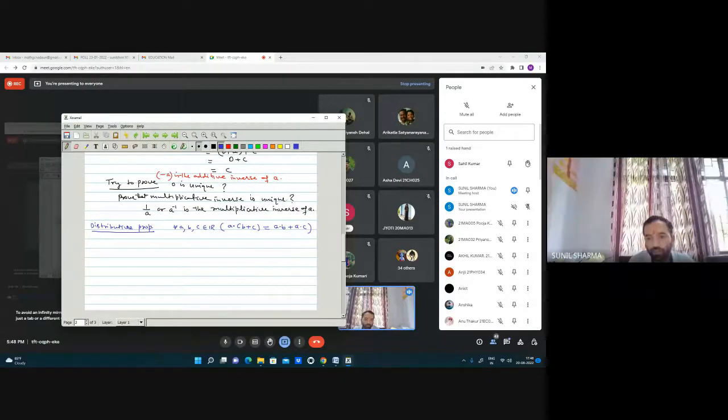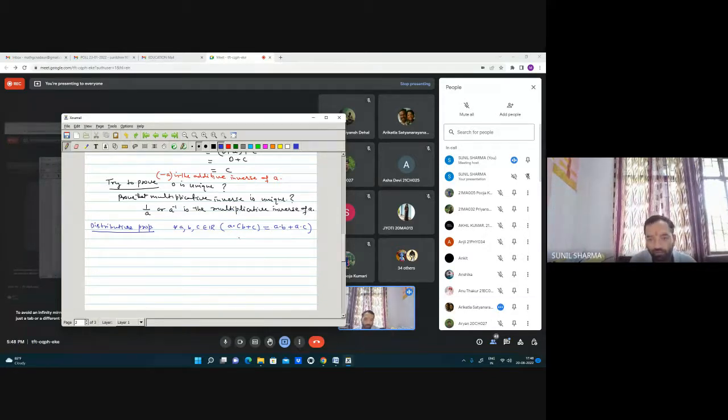So we have A dot B. We already proved that A dot B equal to B dot A, right? And A plus B equal to B plus A. So there is no need to write right distributive. You said right distributive property. So only we can write A dot (B plus C), that is A dot B plus A dot C.